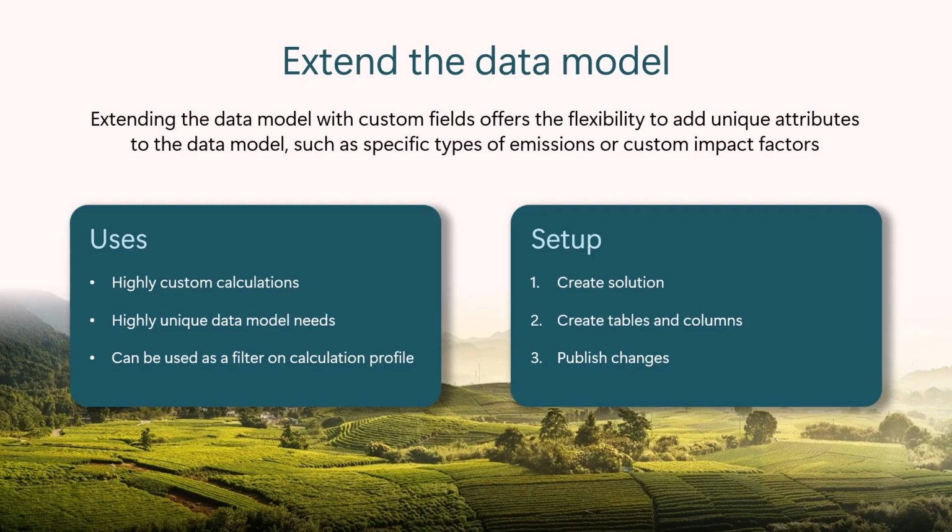To extend the data model, Contoso will first create a solution to store the changes. We will then create or add existing tables to the solution. In this scenario, we will be adding the stationary combustion table to our new solution. We will need to add the new roast type choice column with 3 choices: light, medium, and dark, to our stationary combustion table, as well as the stationary combustion form. After all modifications are made to the data model, we will publish our changes so they are available for use within Microsoft Sustainability Manager. We won't go through all of these steps today, but instead we will discuss the advantages of extending the data model in our scenario.